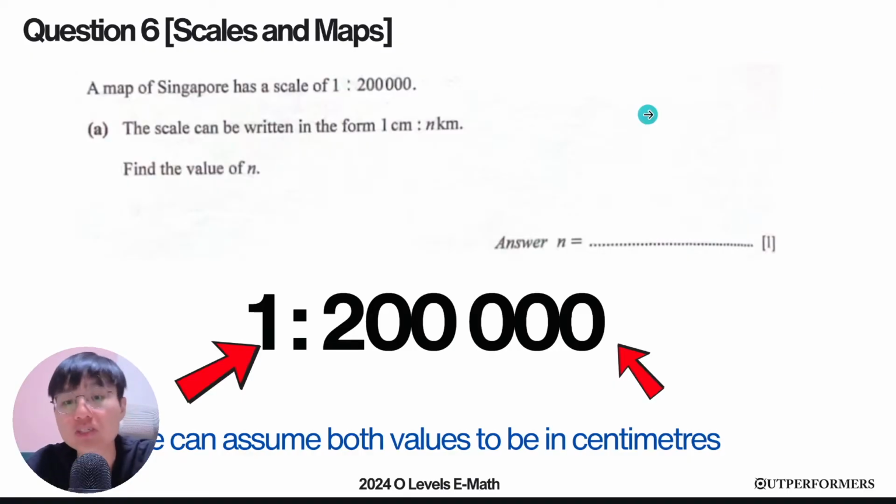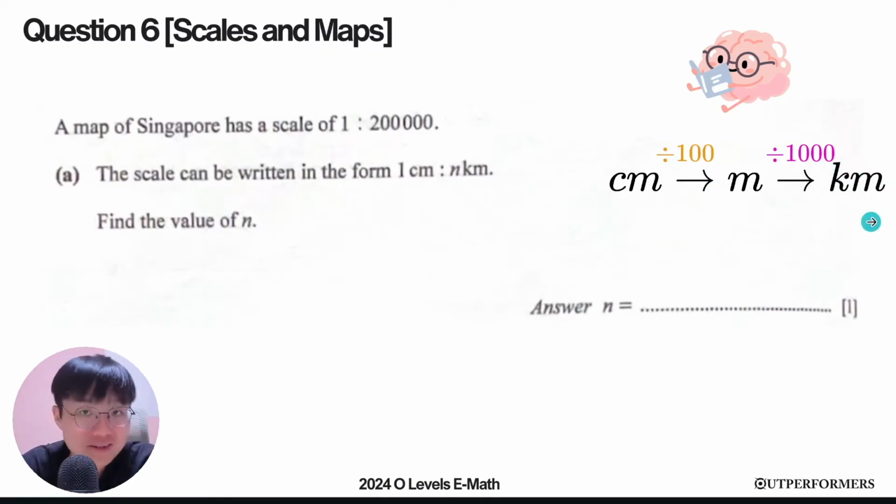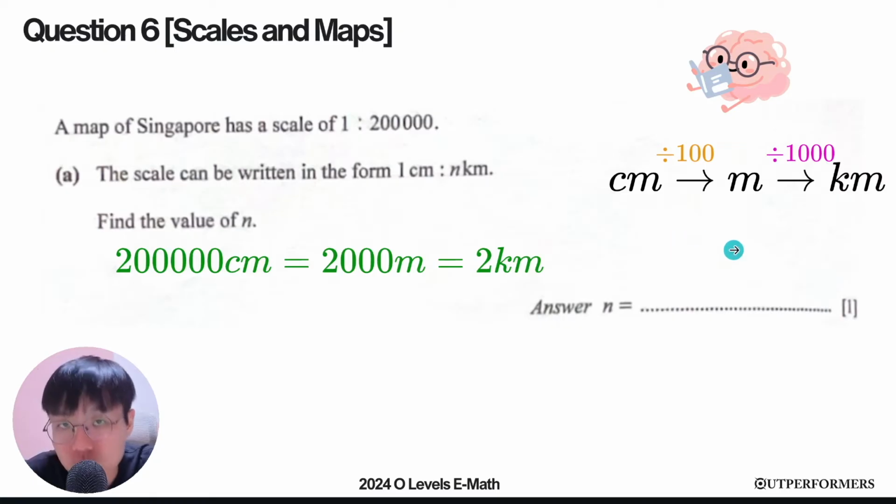So now the question is, how am I going to convert centimeters to km over here? Let's recap a little bit. Cm to meters is a division by 100. Meters to km is a division by 1000. So we can do it step by step. You don't have to jump from cm to km. So 200,000 cm to meters is 2000, I divided by 100. And then 2000 meters to km is 2 km right here. So I have n equals to 2 as our final answer.